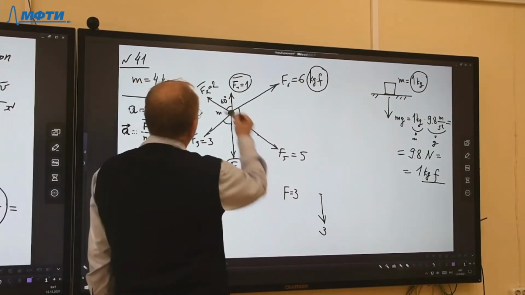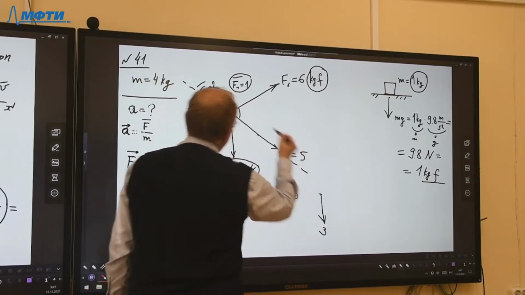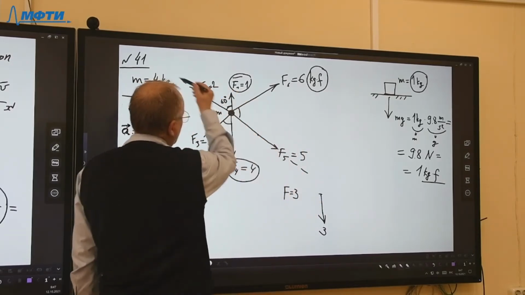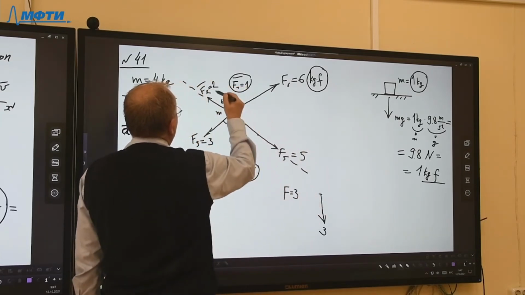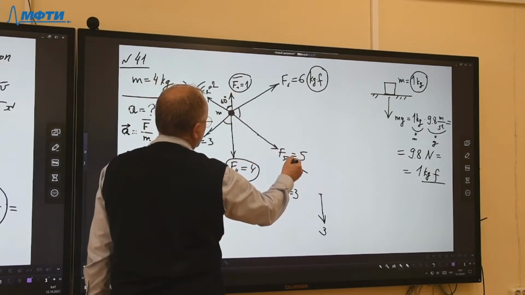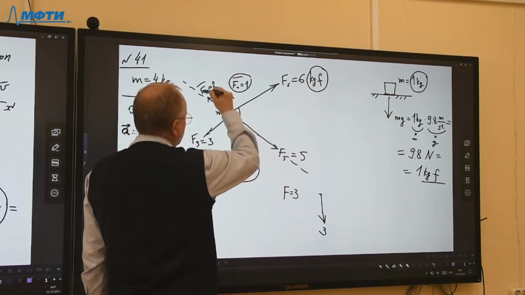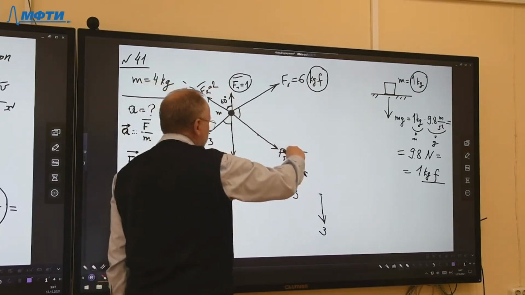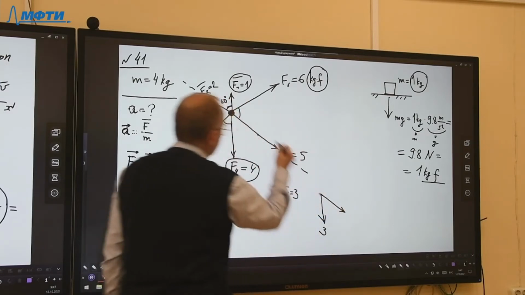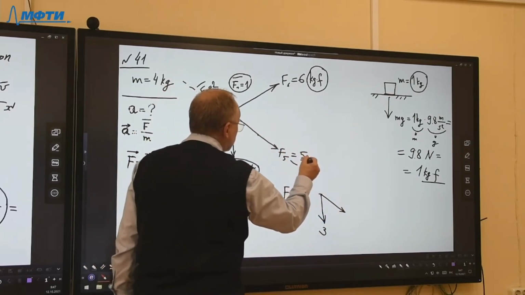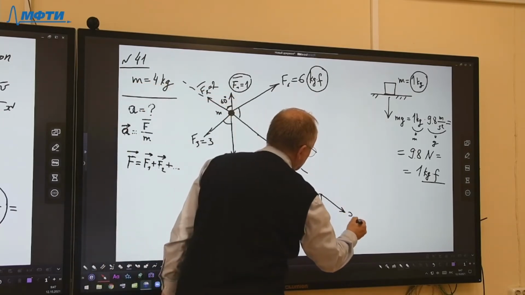Then let's consider forces acting along this direction, which is at 60 degrees to the vertical. Along this direction, there are 2 forces acting, F2 and F5. And again, F5 is larger, so I will show the direction of the net force here. And in magnitude, it will be equal to 5 minus 2, which is again 3.